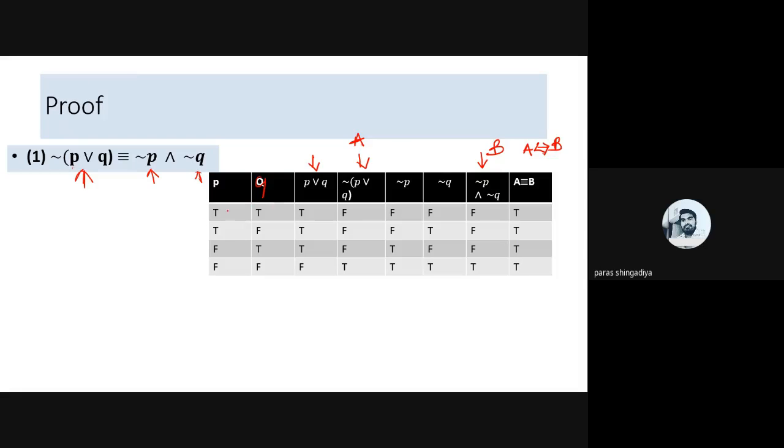So let us check the answer. Only two statements, P and Q, are given in the example, so there are only four possibilities: both T, TF, FT and FF. Now check the P or Q answer. So the P or Q answer is here.